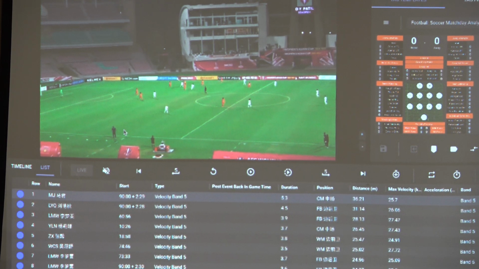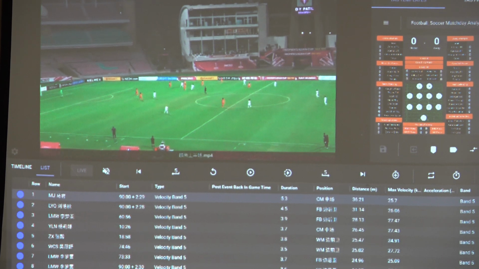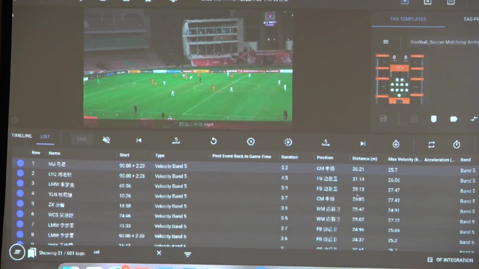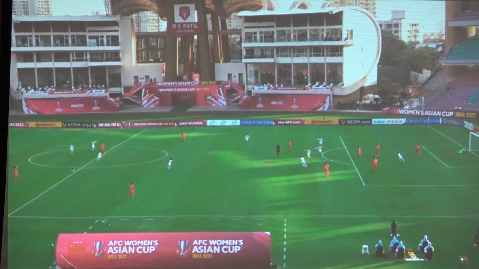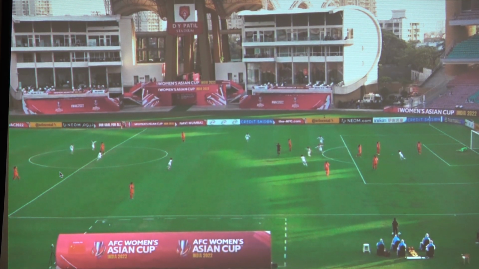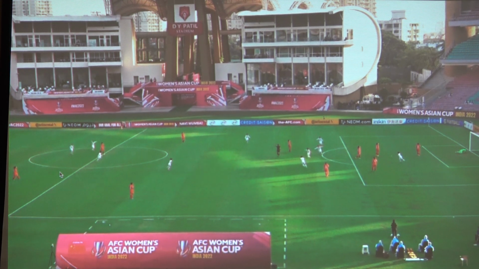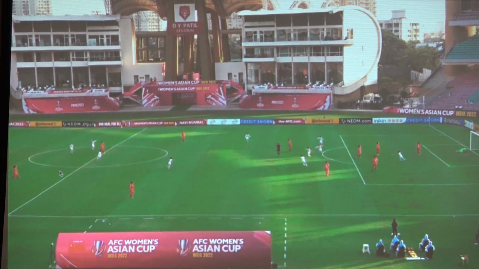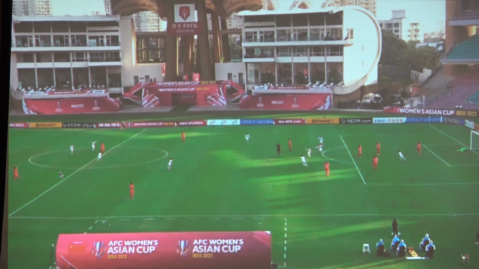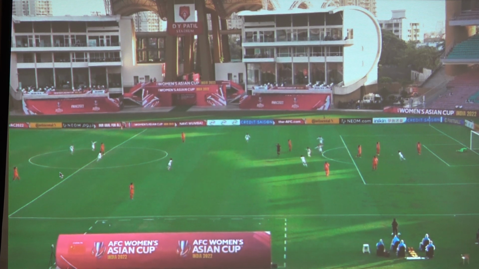But I did have an example here of when a player made a mistake, and then when we go back and see why she made that stupid mistake. So this is when we conceded a goal against Vietnam in the Asian Cup.